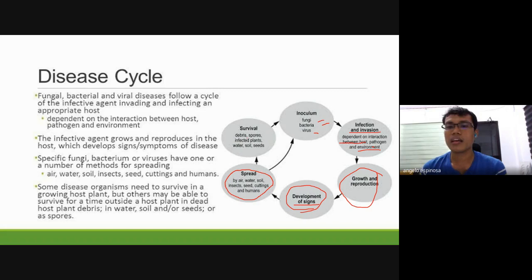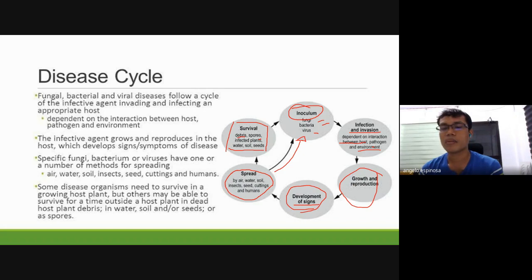Okay, so magkakaroon din ng survival, no? Yung survival rate niya, kung makakasurvive ba siya sa pinagamitan mo ng mga pesticides or other method na ginamit mo in order to prevent pathogens or diseases. So debris, spores, infected plants, water, soil, or seeds. And if we come to another, magkaroon na naman ng fungi or bacterial virus, and magkaroon naman ng inoculum. Or pwede din kahit sa spread pa lang, without the survival, pwedeng mag-direct sa inoculum. Okay, depende yan.